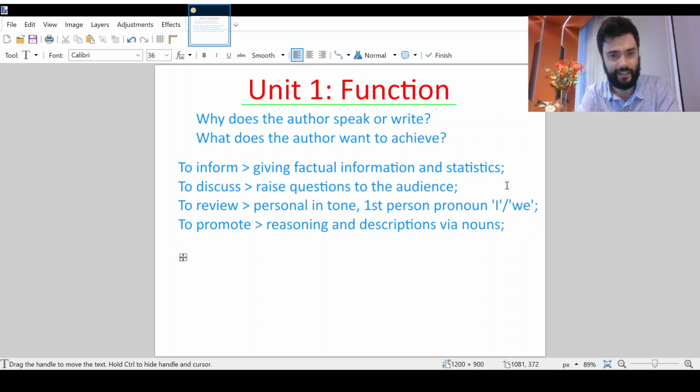Inform, discuss, review, promote. Can there be no purpose? There may be no purpose, but then you still will need, I believe, to try to figure it out in order to cover this contextual factor.